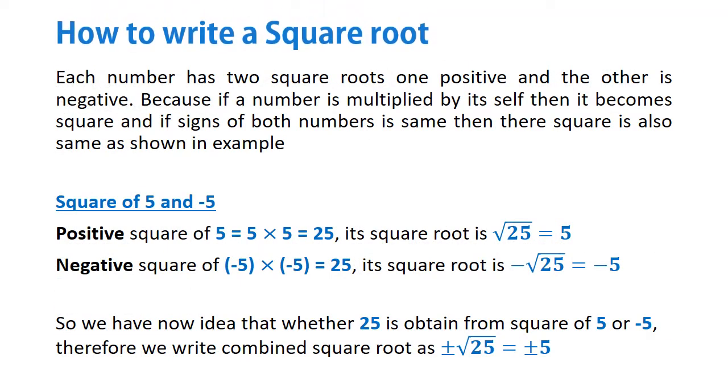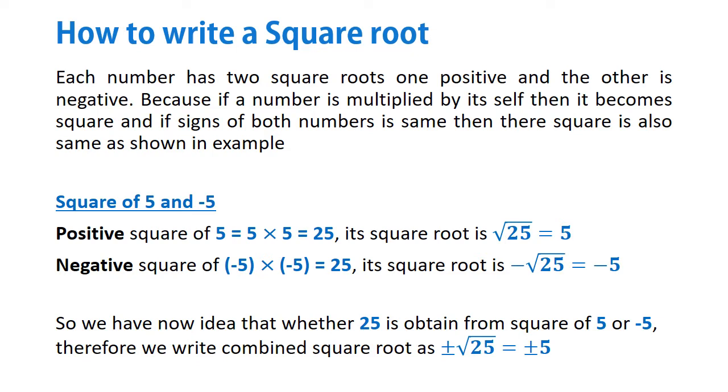How to write a square root? Each number has two square roots, one positive and the other negative. Because if a number is multiplied by itself, then it becomes a square, and if the signs of both numbers are the same, then their square is also the same, as shown in the example.